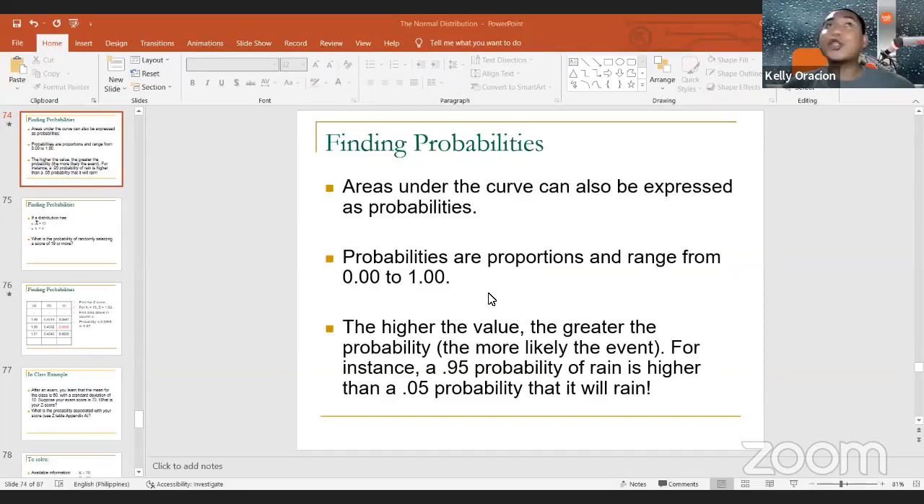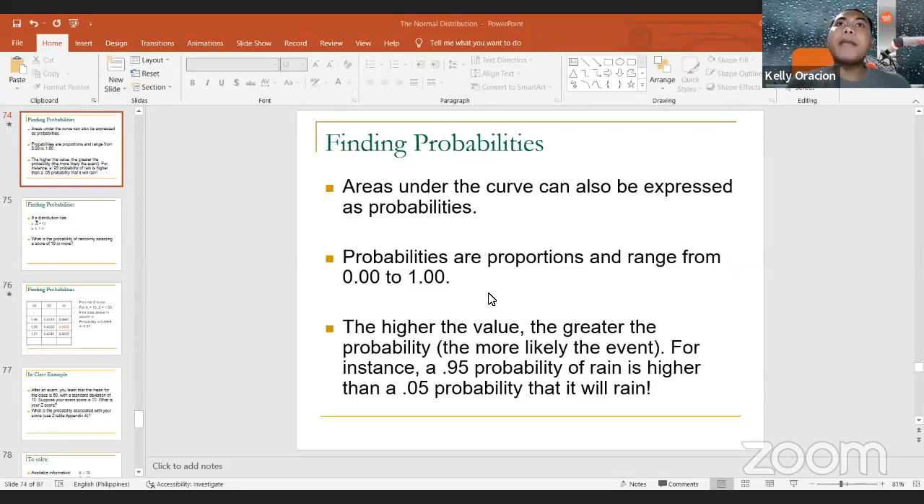In our discussion last meeting, we discussed how to get the area given the z-score, and you already know how to graph given a z-score. So this time, the z-score is missing. We need to get the z-score first before determining the area. So that is our major objective this afternoon.